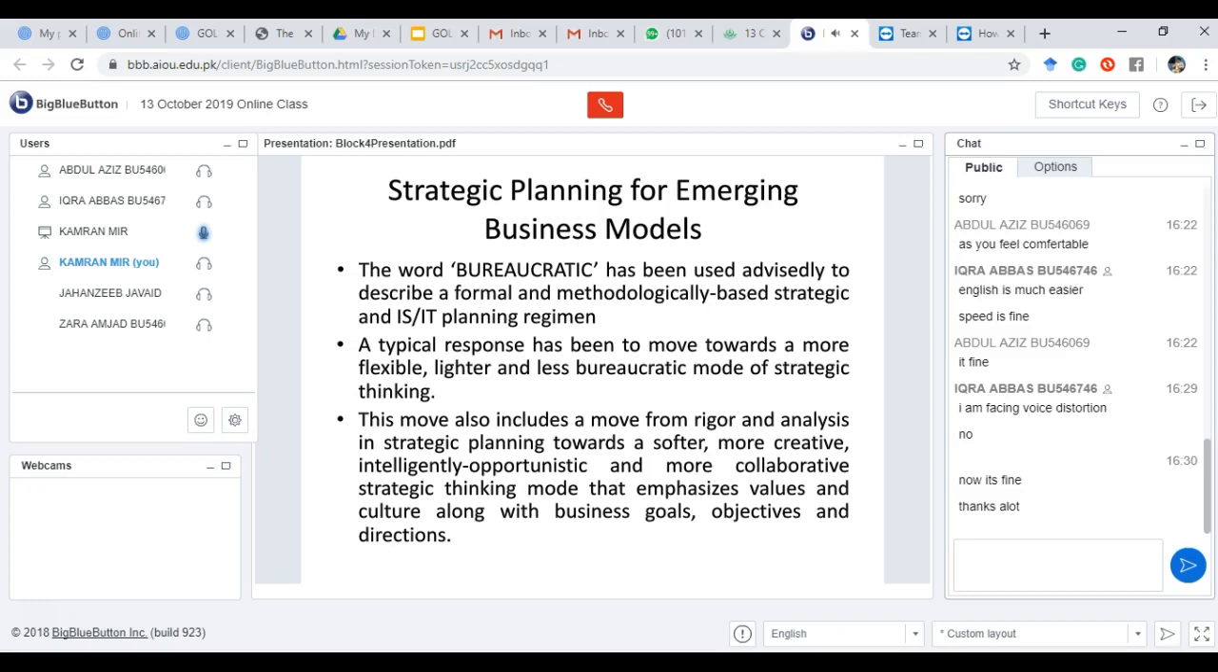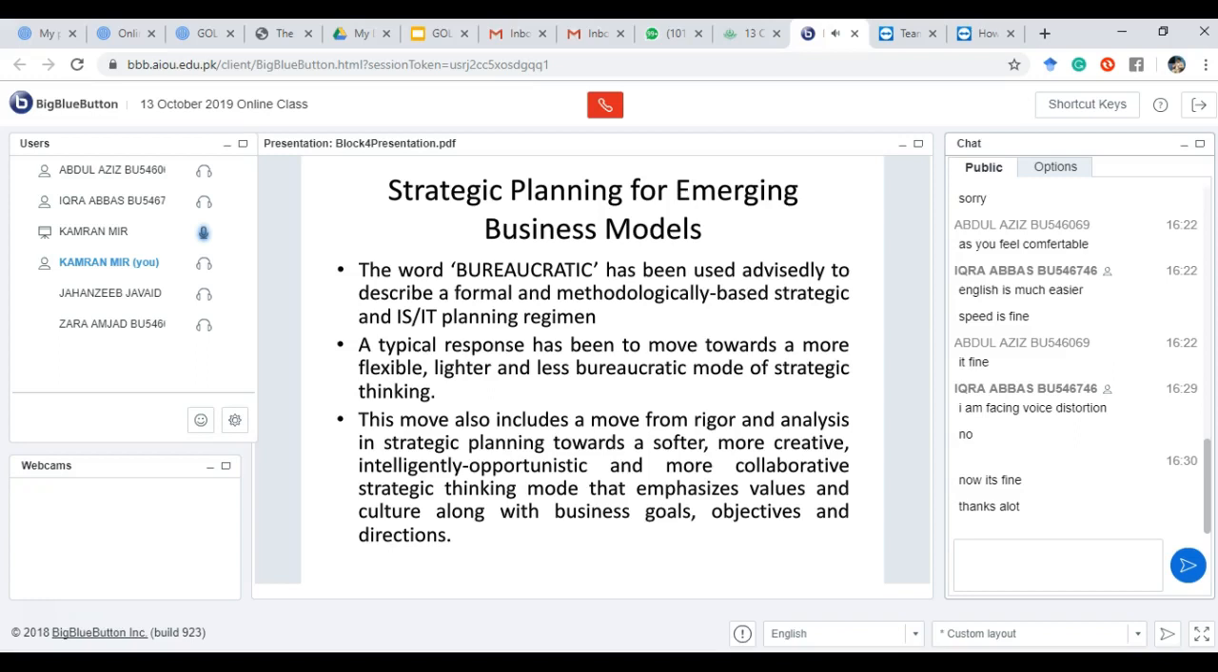So now the strategic planning for emerging business models is not only talking about the internal and the external, it is also talking about the goals and the objectives and the values and culture to adopt in those things as well. So it's all about what we repeated before as well.